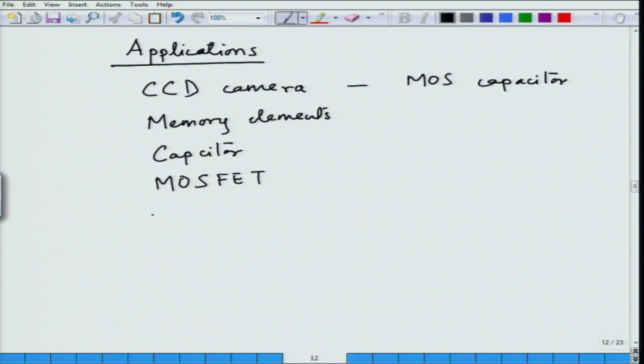So, with this I would like to conclude our discussion on the MOS capacitor. We have done qualitatively what the CV curve of a MOS capacitor is, what the threshold voltage is, and what some of the non-idealities are which will change the curve, and these can then be used for characterizing the material itself, along with some of the important applications of the capacitors themselves and their applications in other integrated circuits.